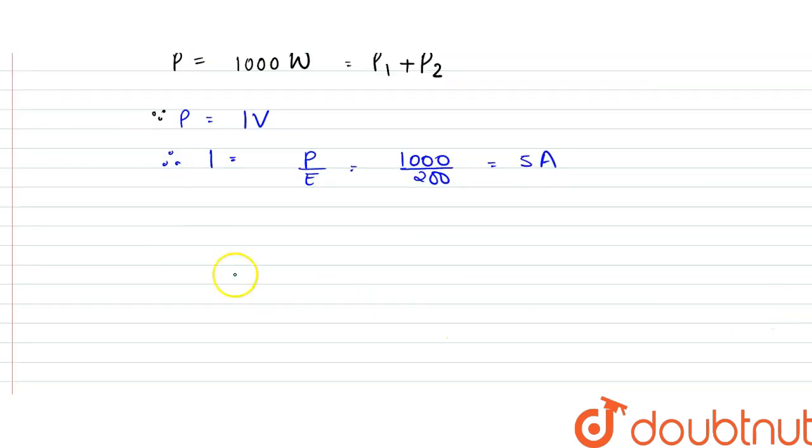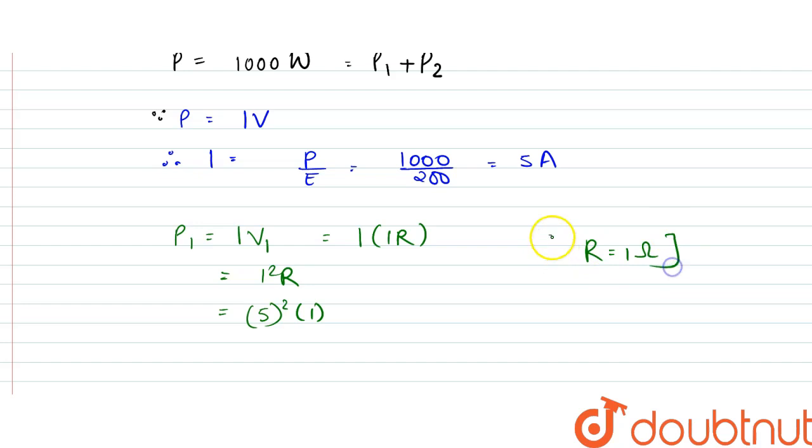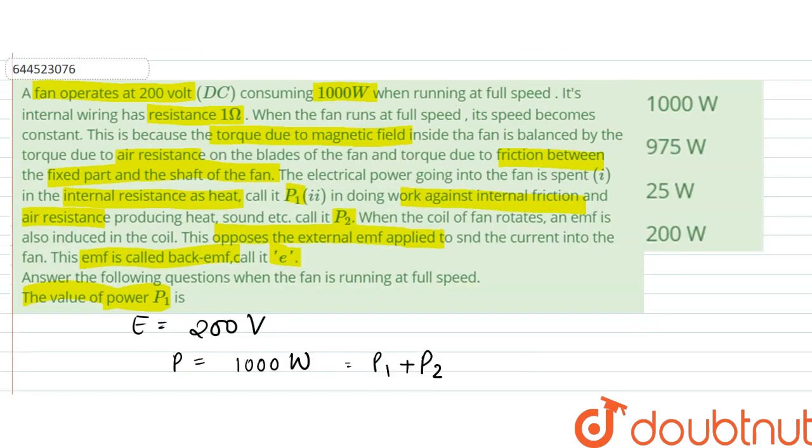Now P1 would be equal to I into V1, that is across the resistance. So that will be equal to I into IR, so that is equal to I square R. So that is 5 square into 1, since R is given as 1 ohm, right? So this would be equal to 25 watt. So our answer is 25 watt, that is option C.